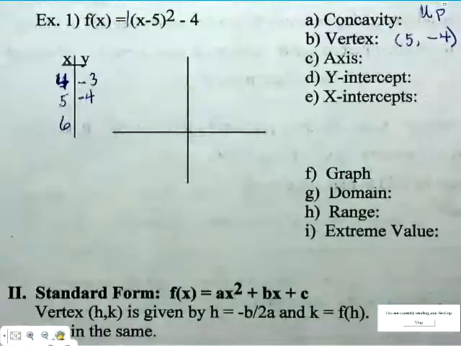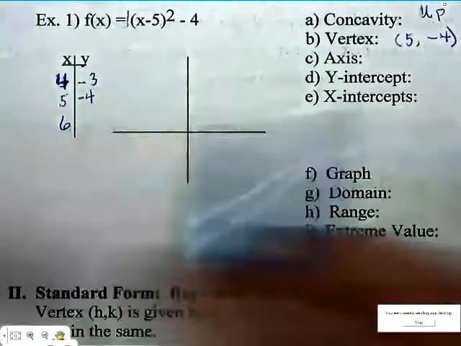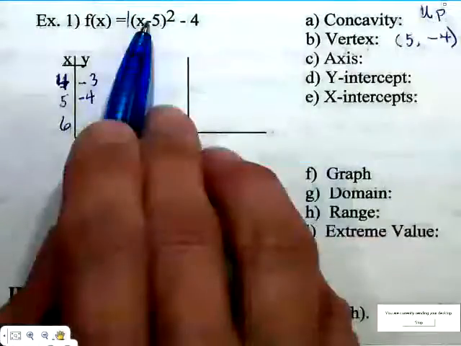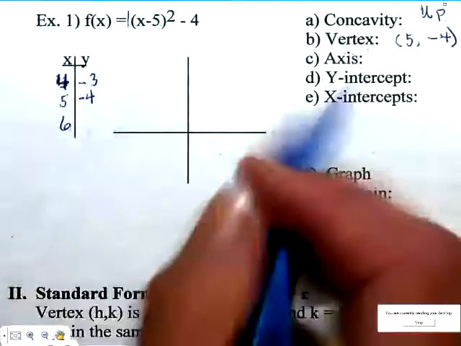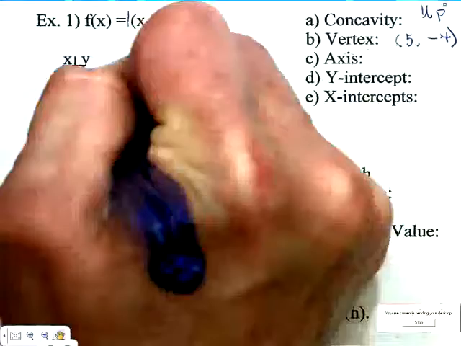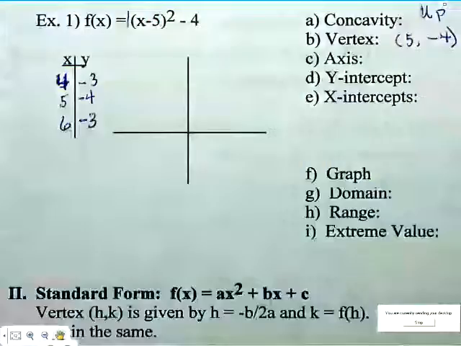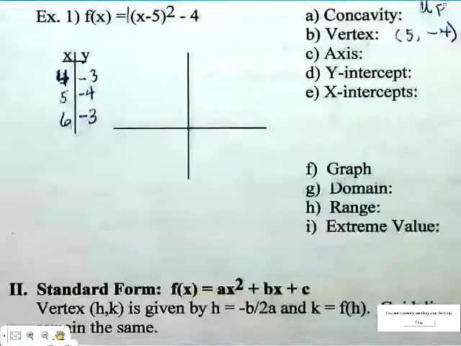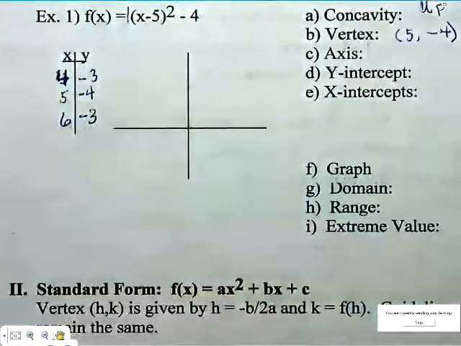The other nice thing about making your XY chart is it helps you make sure you have the correct vertex. What if you forgot that you were supposed to take the opposite of that horizontal shift and you put negative 5 here? Let me show you what happens if you do this correctly, and then I'll tell you what happens if you do it incorrectly. If you let x be 6, then 6 minus 5 is 1, 1 squared is 1, 1 minus 4 is negative 3. If you have the correct vertex and you go 1 to the left and 1 to the right, what should always be true? Same y values because of the symmetry of a parabola.